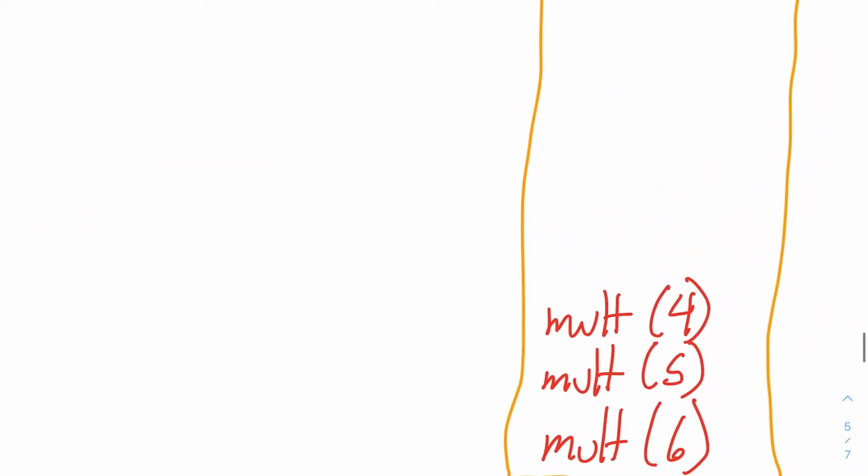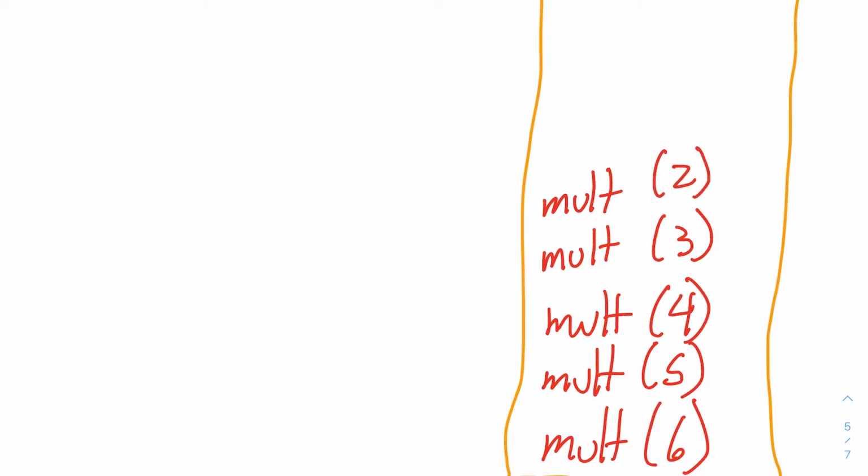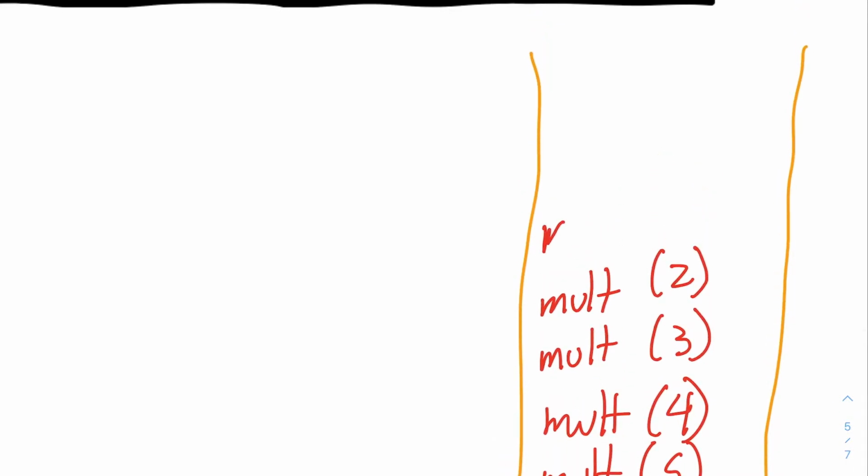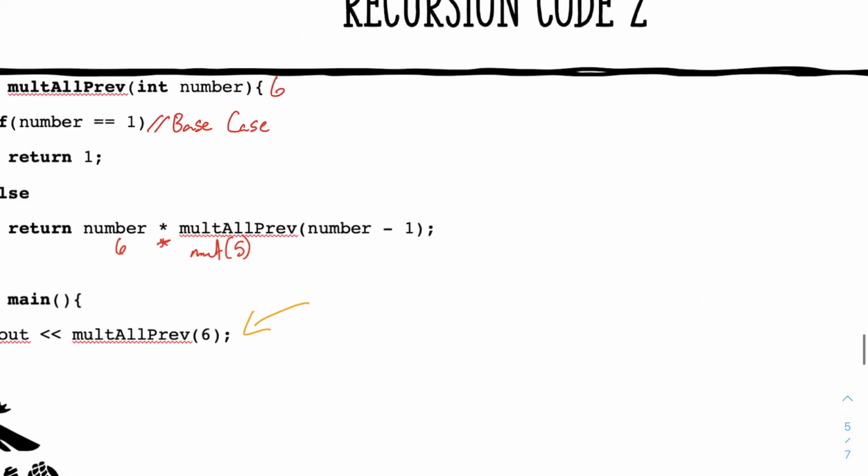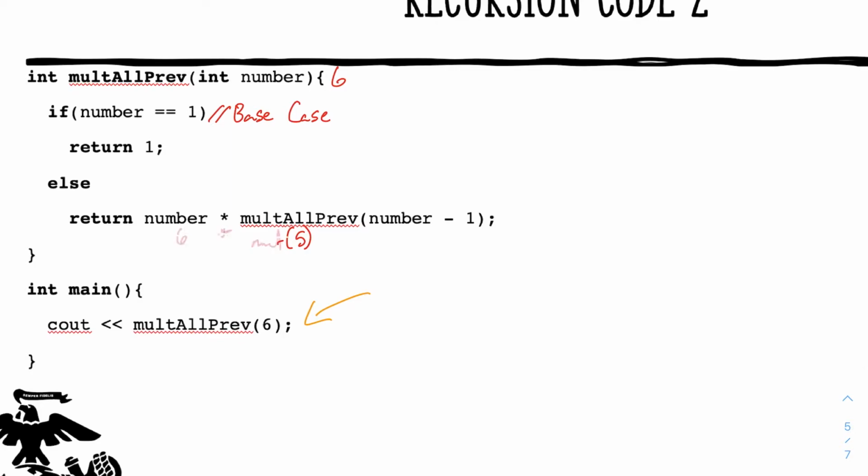I'll try and write a little bit cleaner. Mult of 3, mult of 2, mult of 1. This is where it gets interesting. So when we reach mult of 1, that means we have called it continuously over and over. The value here now equals the number 1. 1 equals 1. This is true. So we are going to return the value of 1.